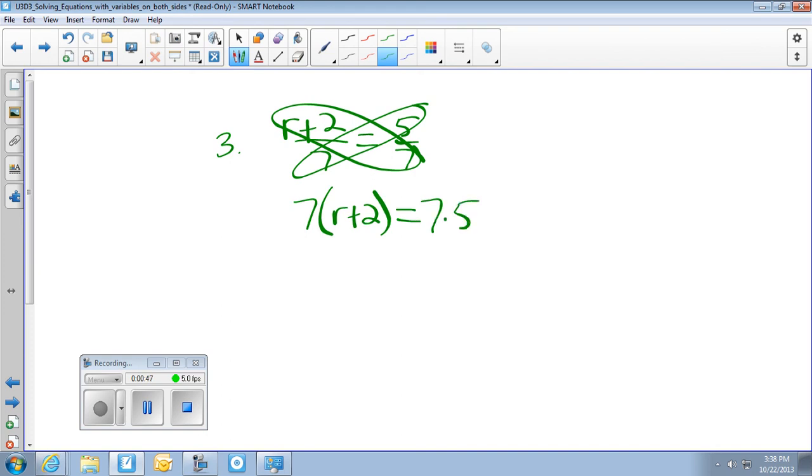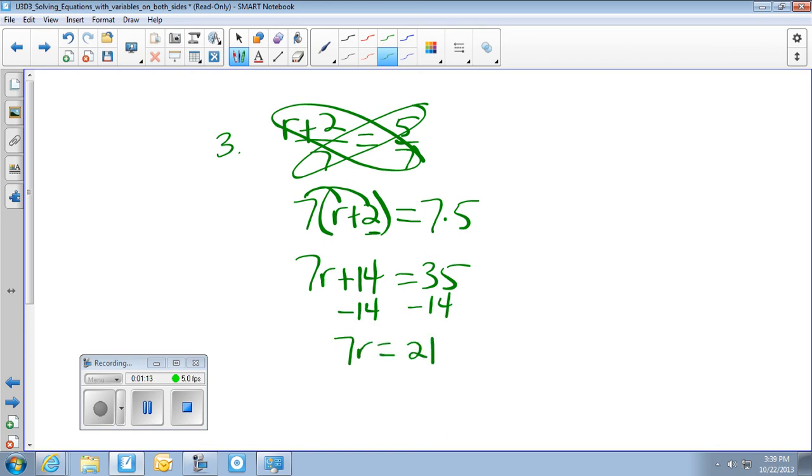Now this looks like distribution. We're going to distribute these, so that becomes 7r plus 14. Please do not forget to distribute out that second digit right there in the parentheses. That is equal to 35. Now it's just a two-step equation, so I need to isolate my r. So I'm going to subtract 14 from both sides. So that's my first step. 7r is equal to 21. Now I'm going to divide both sides by 7, and r is equal to 3.